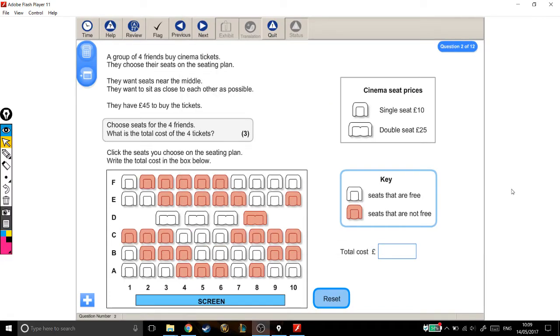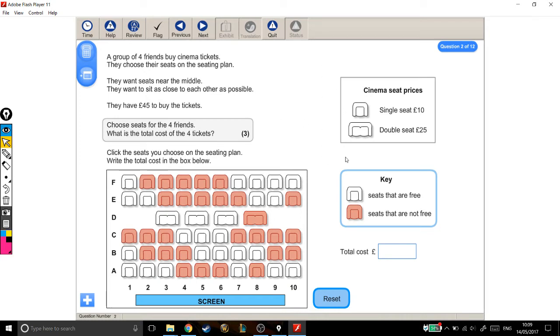All right, so let's have a read-through of this question. A group of four friends buy cinema tickets. They choose their seats on the seating plan. They want seats near the middle, and they want to sit as close to each other as possible. They have £45 to buy the tickets. Choose seats for the four friends. What is the total cost of the four tickets?